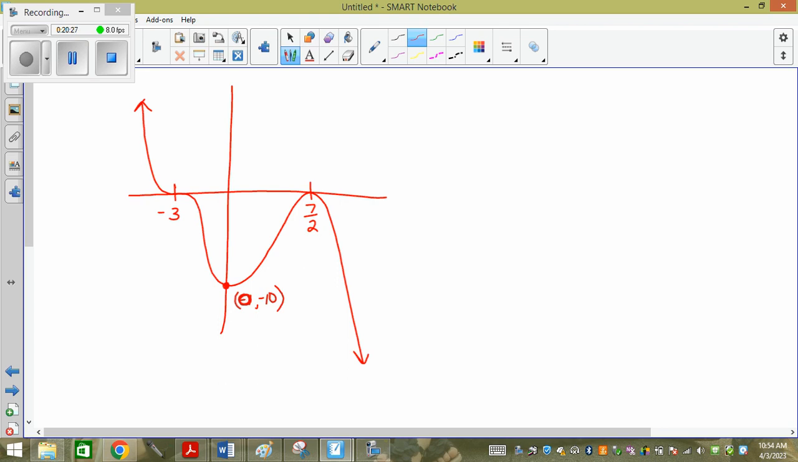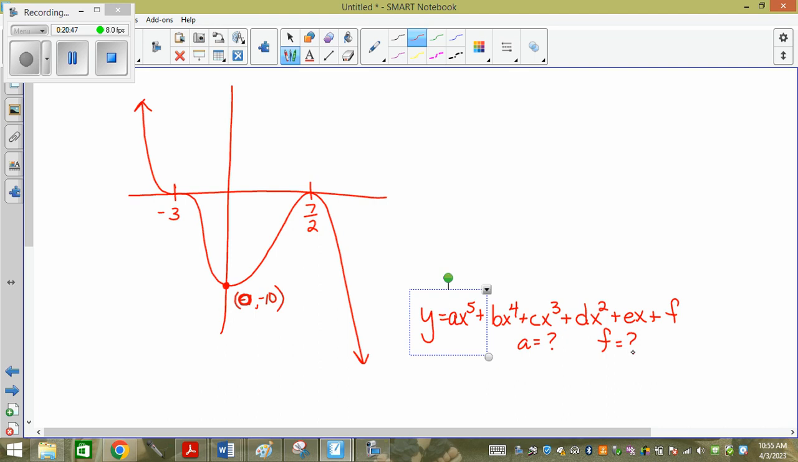Okay? So I want the equation in factored form, and then I want A and F. Do I have to ask for factored form if I want it in this form? No. Do you still have to find it in factored form? Yeah, you have no other option.